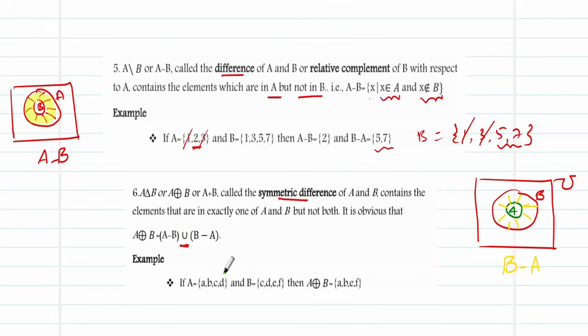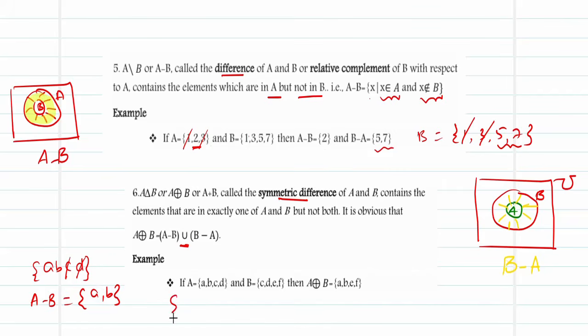So let us have an example. A is going to be the set a, b, c, d and B is c, d, e, f. What can we say about A minus B? From my a, b, c, d, I am removing B. C is there, yes, c is removed. D is there, d is removed. E is not there, f is not there. So my A minus B is going to be a comma b.